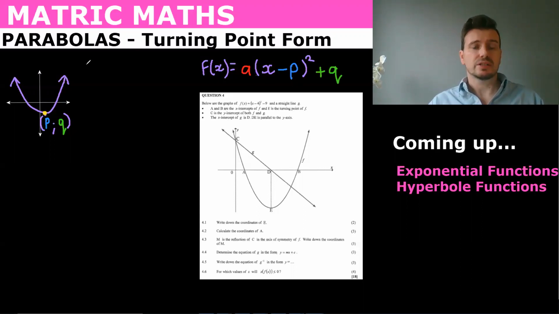whereas the Q, a positive shifts it up and a negative shifts it down. So the Q is more intuitive, whereas the P is counterintuitive. So plus takes it backwards.